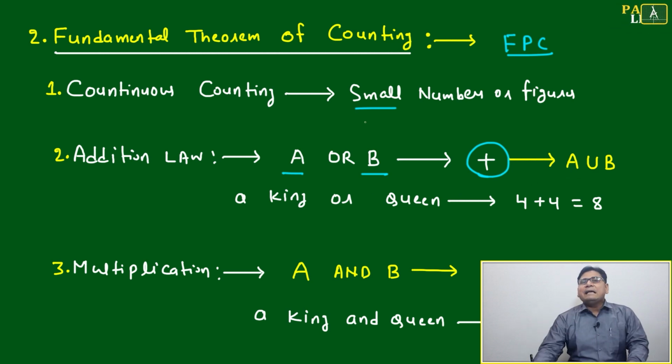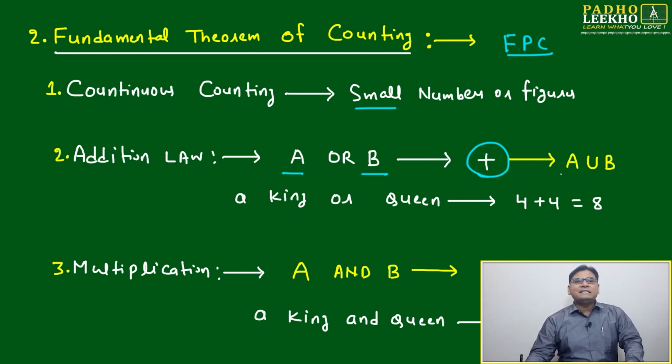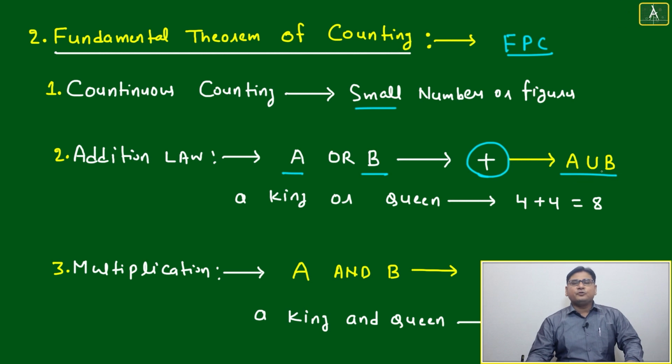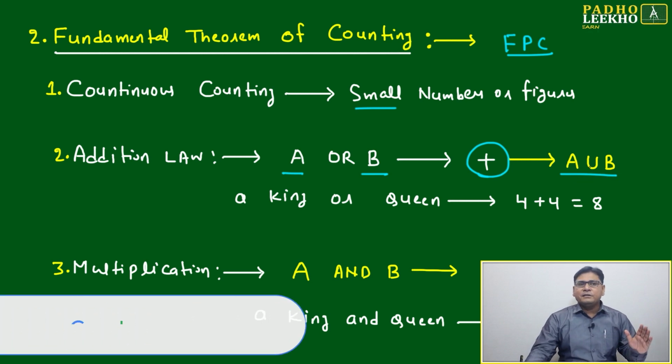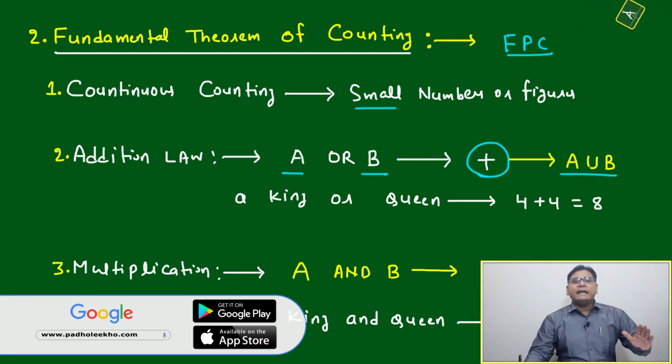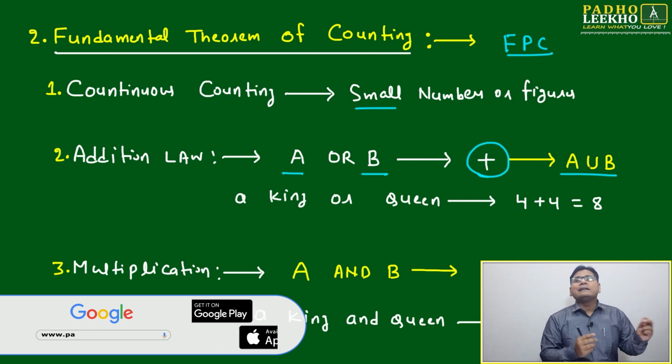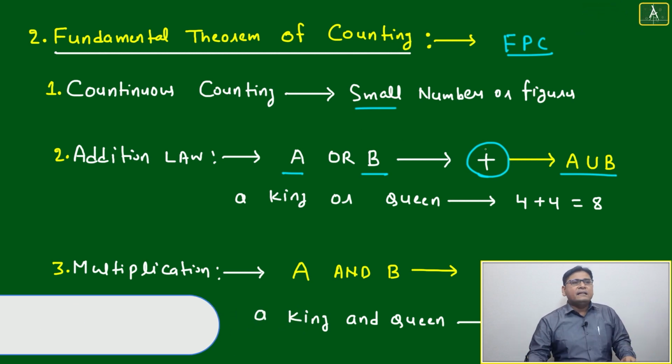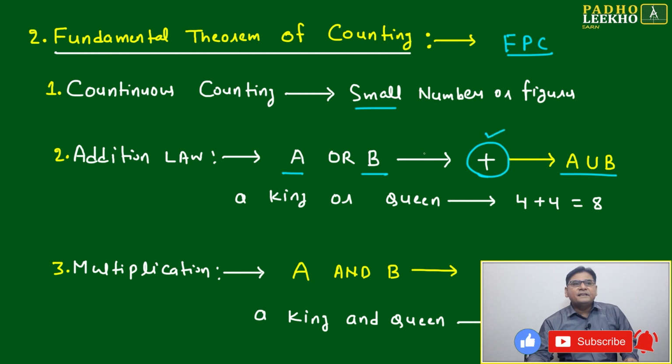Now here, the same thing, A or B, we can represent in terms of set theory. It is A union B. A union B means anywhere you go in the area where A union B is there, either A or B will be present. Then this is solved based on plus, which is why it is called the addition law.